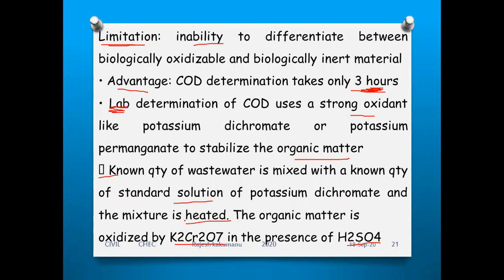So what is it saying? How to do the lab experiment using this potassium dichromate: a known quantity of wastewater is mixed. So we are measuring the wastewater quantity. For example, you have 3 containers or 5 liters of wastewater, and a known quantity of standard solution of potassium dichromate is mixed. These two, the wastewater and the strong oxidant, are mixed and thoroughly heated. The organic matter is oxidized by K2Cr2O7 in the presence of H2SO4.